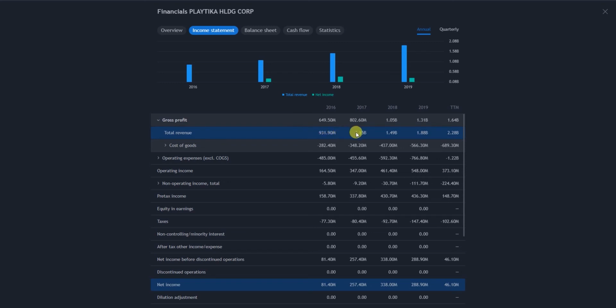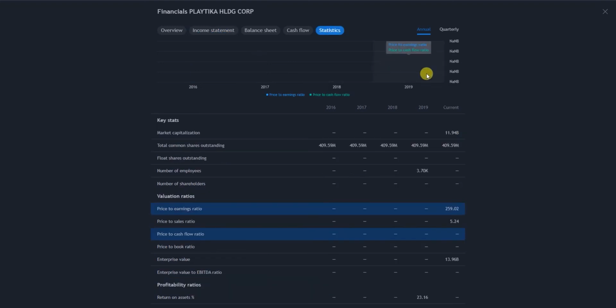Well, they're actually making money, and they're making money in the billions. That's good. So, wait a second. How much are they worth? Market capitalization is $11.9 billion. So, basically $12 billion. How many shares? Total outstanding shares, 400 million. All right, so they're a big shot.